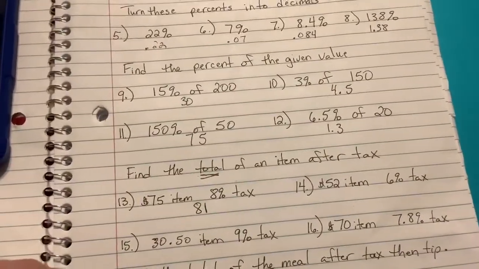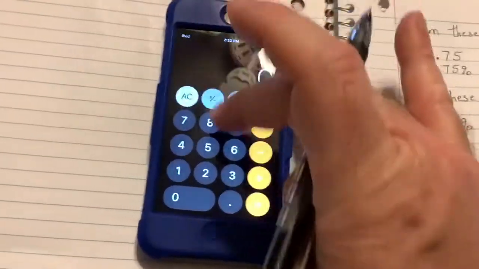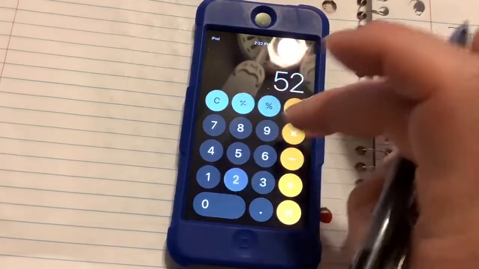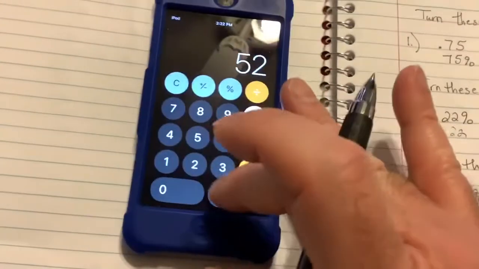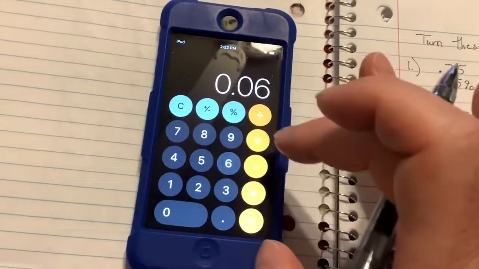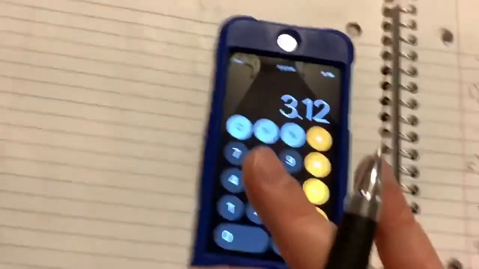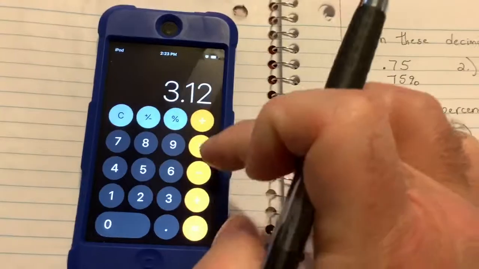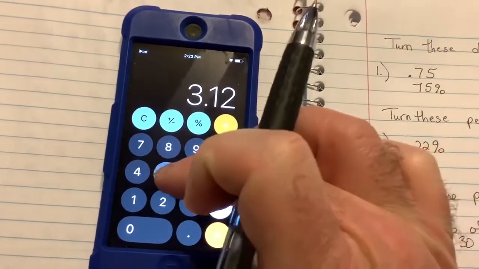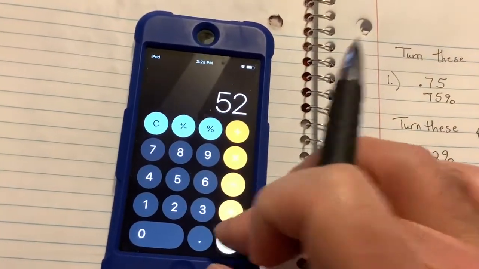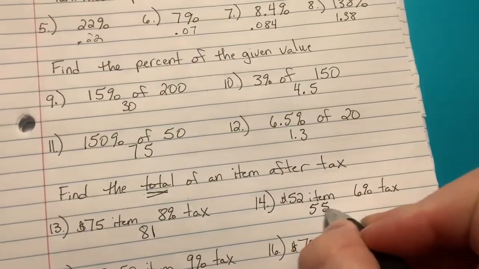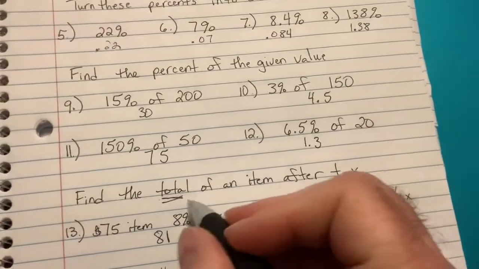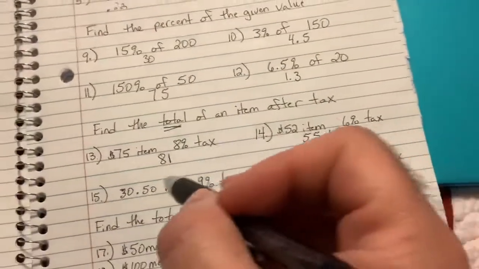6% tax on a $52 item. So $52 item times, what did I say, 6% tax, so 0.06. And the original item was 52, so we're going to add that back to 52. So the tax was $3.12. When you add it back, it's $55.12. Okay, so make sure if it says total that you tax it and you add it to it.